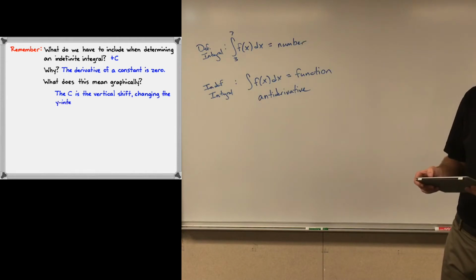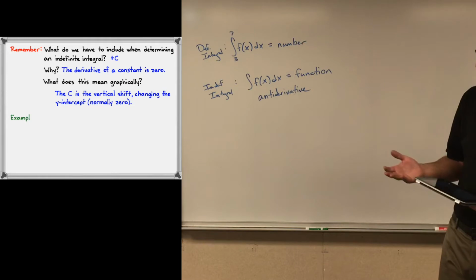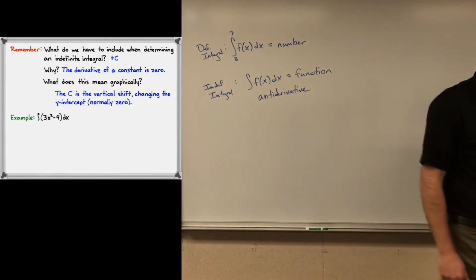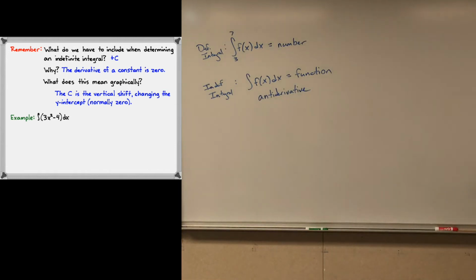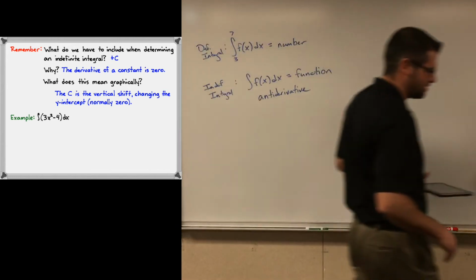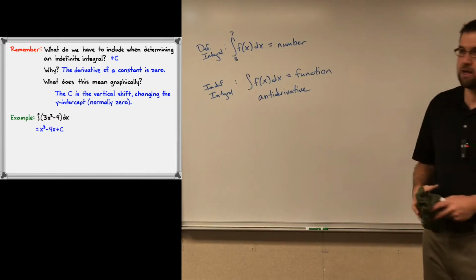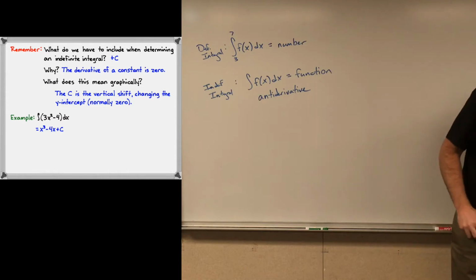Okay, so let's take a look at an example of this. Okay, normally we start out at 0. That's assuming c is 0. You guys figure this out. What's the integral of 3x squared minus 4? All right, so what does this mean, the integral of 3x squared minus 4 dx? What am I asking you to find? The antiderivative. So what's the antiderivative of 3x squared minus 4? X cubed minus 4x plus c, right? And again, that c represents the vertical shift.